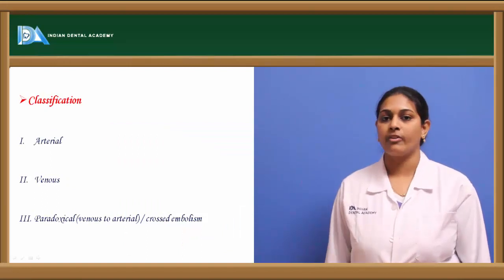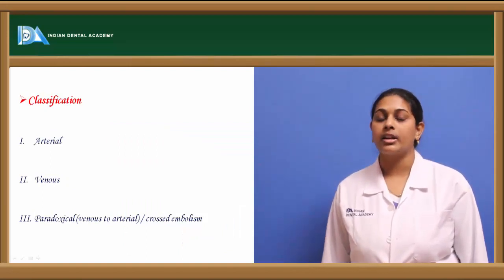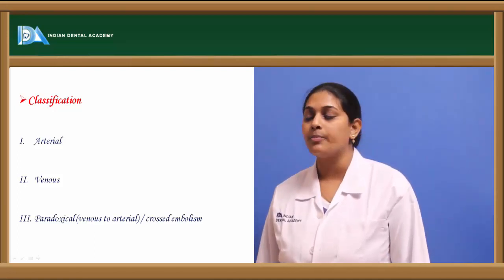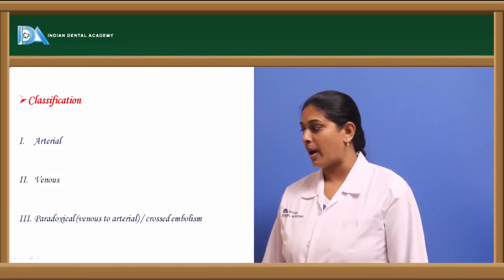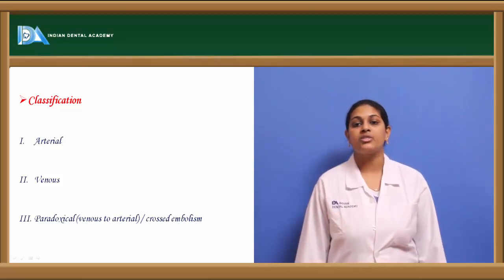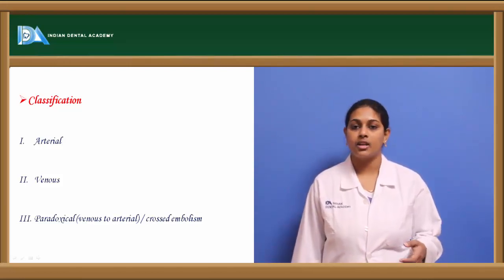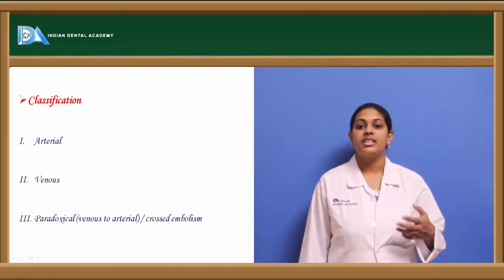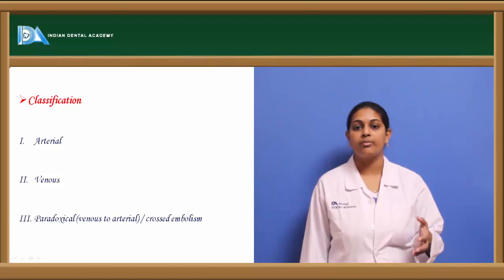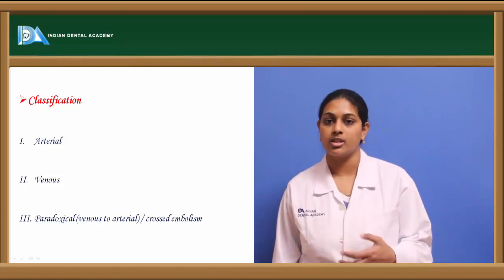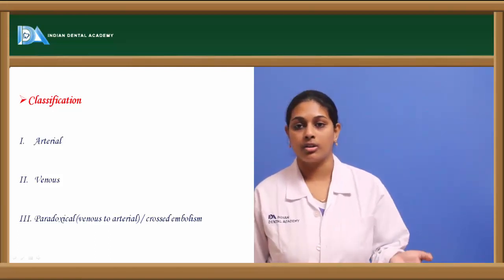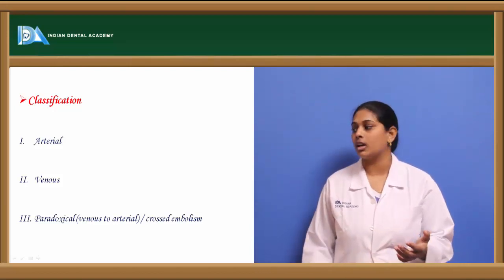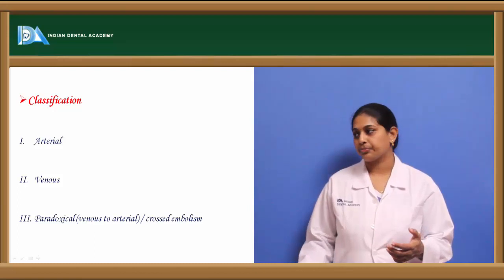Coming to the classification of embolism, when it involves an artery, it is known as arterial embolism. When it involves a vein, it is known as venous embolism. Paradoxical embolism, that is from venous to arterial, is usually seen in septal defects in the cardiac system, where the septum separates the veins from the arteries. When there is any defect in this septum, it causes movement of the embolus from venous to arterial and results in paradoxical crossed embolism.